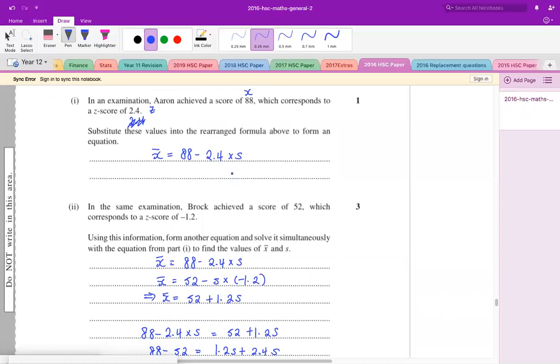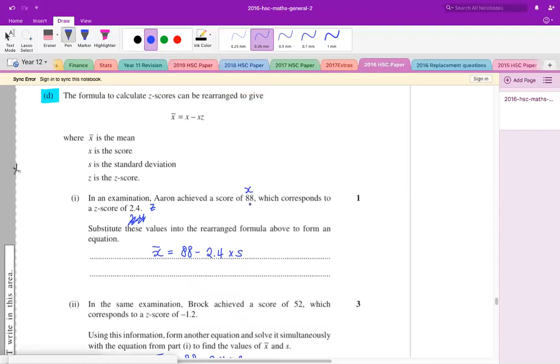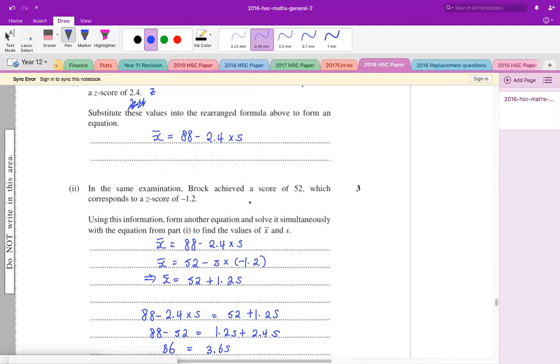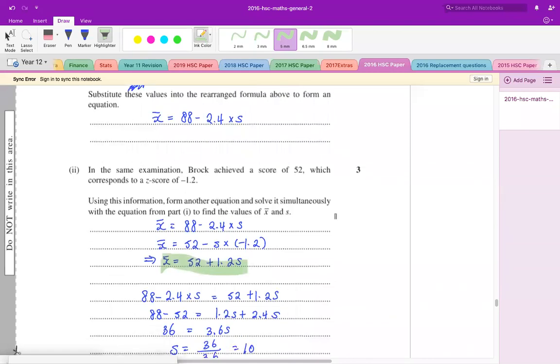And then it says, in the same exam, Brooke achieved this score, and the corresponding z score is minus 1.2. So I can substitute these two values into the original equation again, and this is going to be the formula I get. So the second formula from this question I get is this one. But it says solve the equations simultaneously.